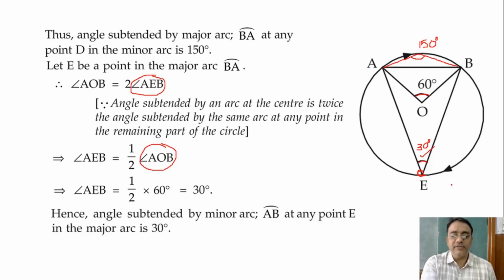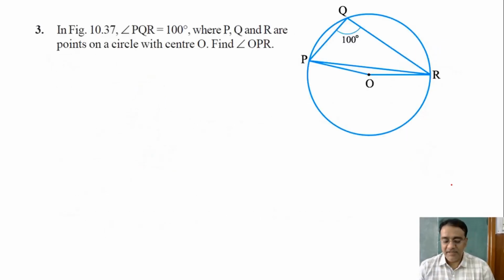Okay, so now we are moving towards question number 3. In figure 10.37, angle PQR is 100 degree, where P, Q, R are points on the circle with center O. We have to find angle OPR. This angle we have to find. So now Q is a point on the minor arc, minor arc PQR. This one is the major arc and this one is the minor arc.